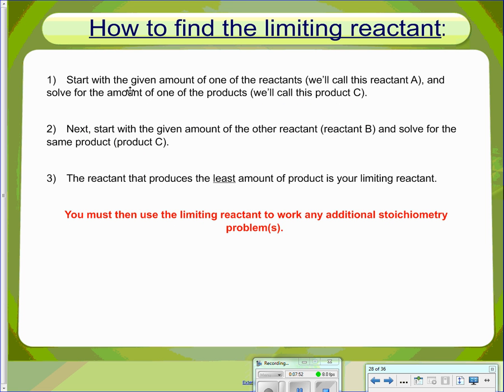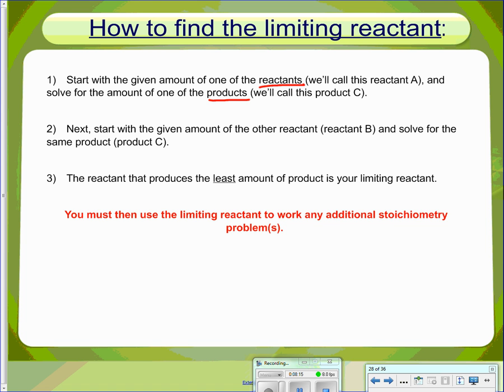So here are the steps. So how do you find the limiting reactant? If you follow these 3 steps, you should be able to do it. So start with a given amount of one of the reactants. We'll call this reactant A. And solve for the amount of one of the products. We'll call this product B. So you're starting with a reactant. You are solving for a product.